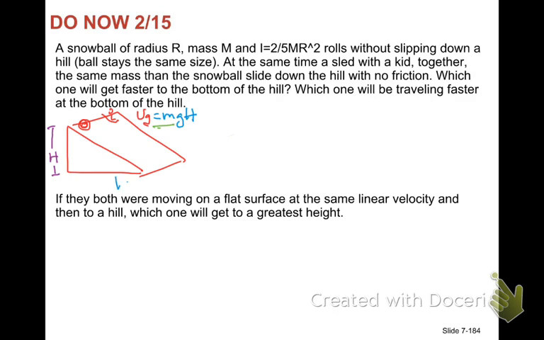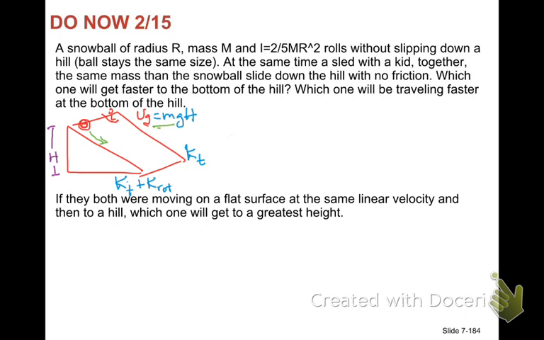transform into kinetic energy. In the case of the snowball, we will have two kinds of kinetic energy. We will have the rotational kinetic energy because it's spinning, and the translational kinetic energy because it is moving down that hill. Okay, so in the case of the sled, we only have translational kinetic energy.